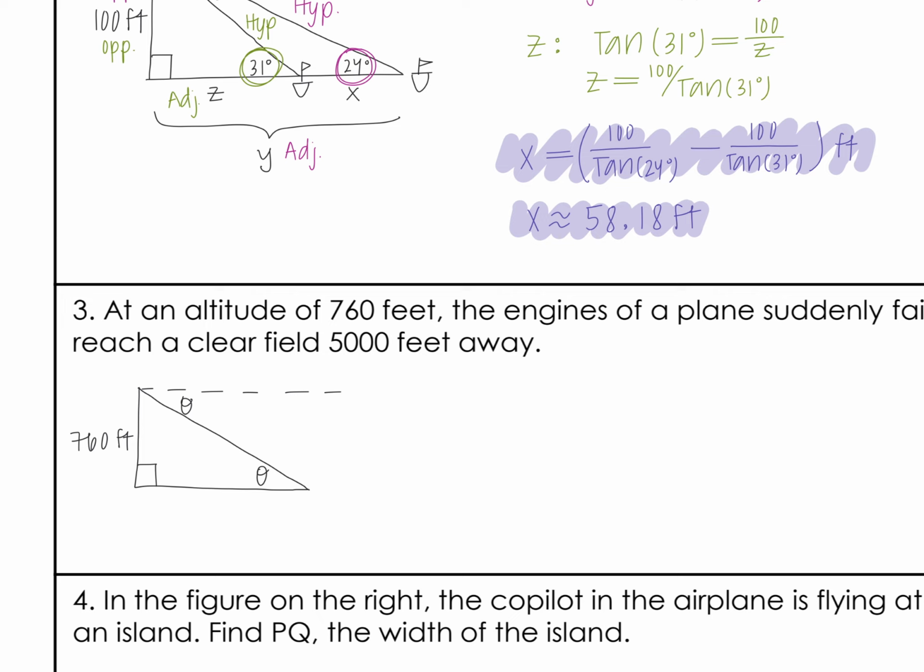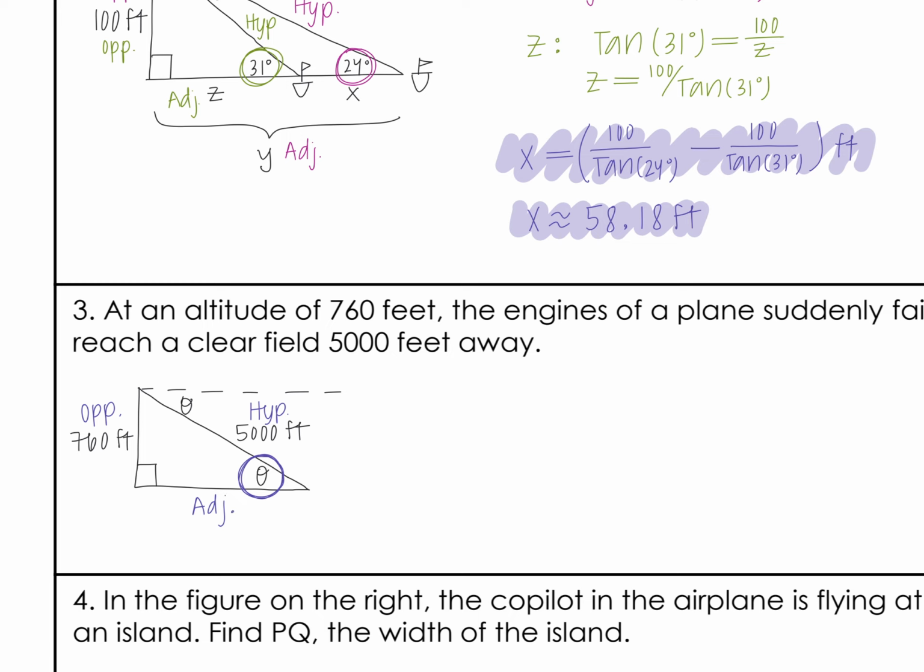And then it's telling us that the plane is 5,000 feet away from the field. In order to be 5,000 feet away, that is actually going to be the hypotenuse length here that I'm labeling. Once we have it labeled, we are going to mark the angle, label my opposite, hypotenuse, and adjacent.